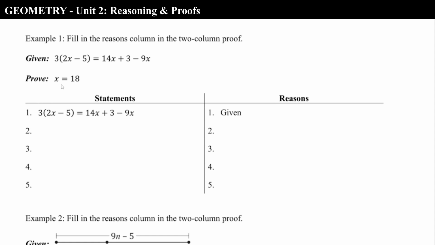We're not really concerned about what the answer is. We are concerned about how you get to that answer, and you have to justify every step along the way as to what you do. So first thing we're going to do to solve this problem is we're going to multiply the 3 by the 2x minus 5. That's going to give us 6x minus 15 equals 4x plus 3 minus 9x. And what we did here was the distributive property.